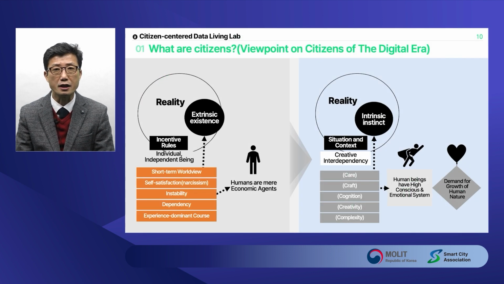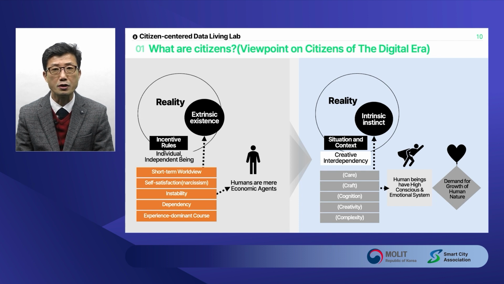The viewpoint of citizens should be changed as Smart City has evolved. Until now, citizens were considered beneficiaries of the services and economic agents in the city administration. Namely, they thought citizens were independent, and the function of the city was to provide an optimized environment for citizens' production and consumption activities and top-down services.